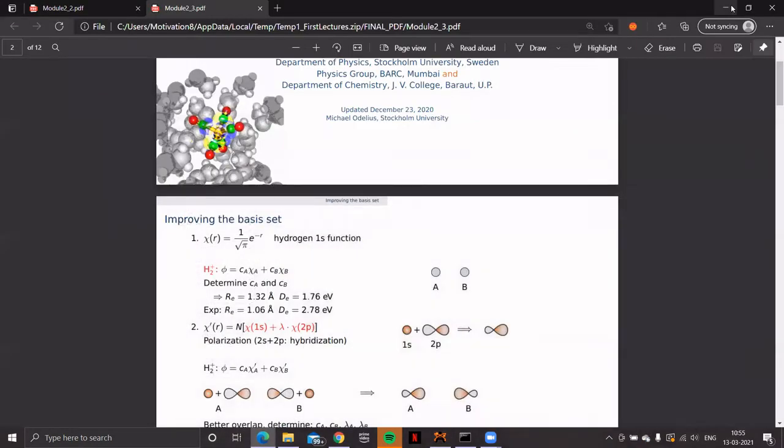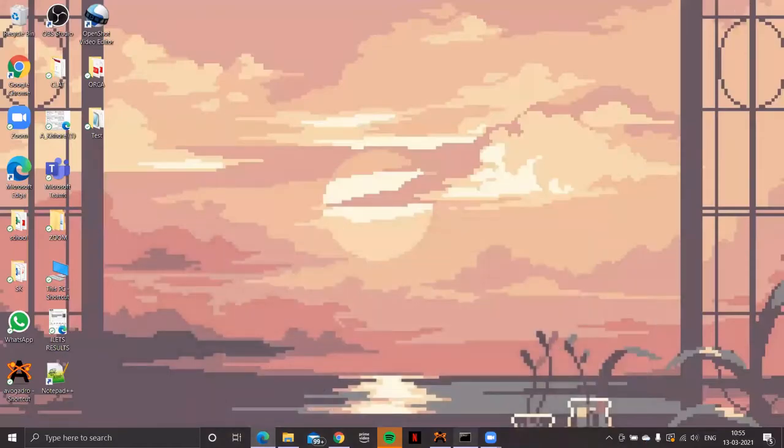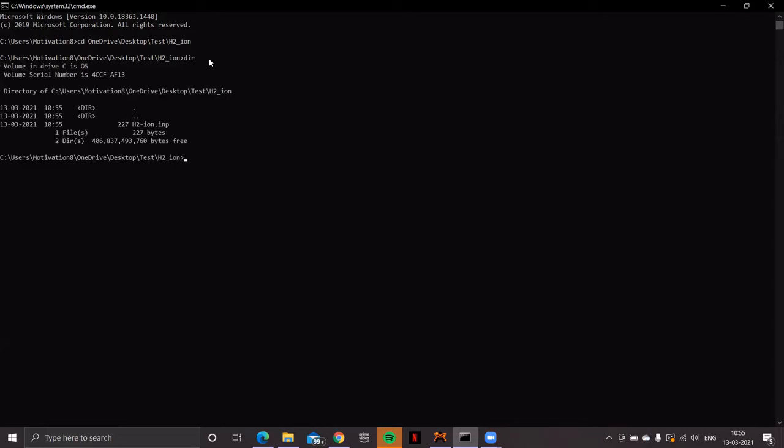Minimize this. Minimize this. And let me open the command line. So I'm already in the H2 ion folder. Let me check if I have my file there or not. I will put the command dir, enter. Yeah, it's there. The input file is there, h2-ion.inp. INP is the extension name for the input file.